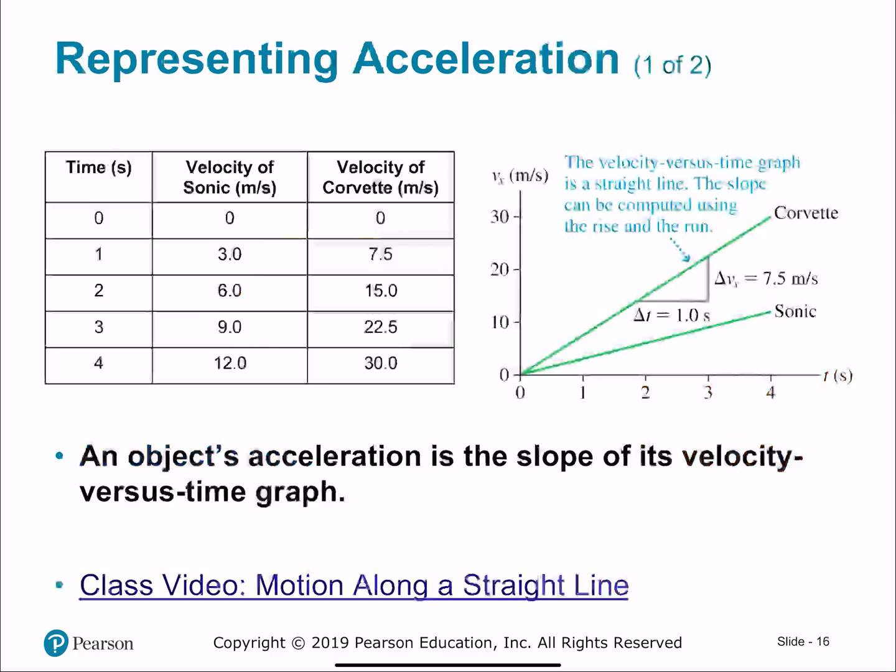So how do we represent the acceleration? The easiest way to think about it is to look at the velocity versus time graph. So here we have a velocity versus time graph. Remember, the rise and the run in the position versus time graph work the same way, but the rise here is the change in velocity and the run is the change in time. So we have change in velocity divided by change in time, that is the slope. That measures how steep this graph is, and that tells you what the acceleration is.